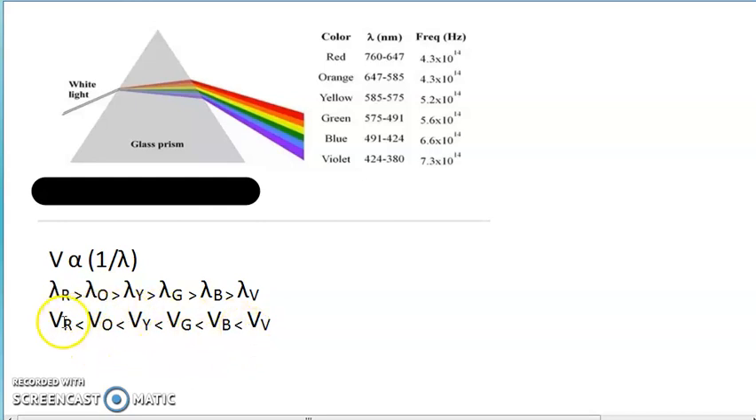See, the velocity of the light in red color is less compared to the velocity of the light in violet color. So we need to decide this. If you pass red color light, the velocity will be lower compared to violet. Okay? So these are the two factors that the refractive index will depend upon.